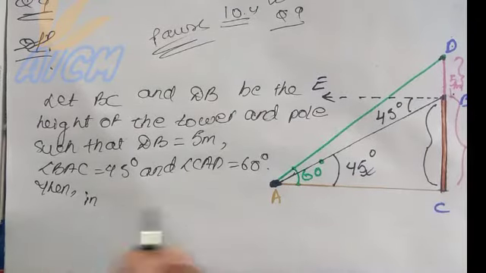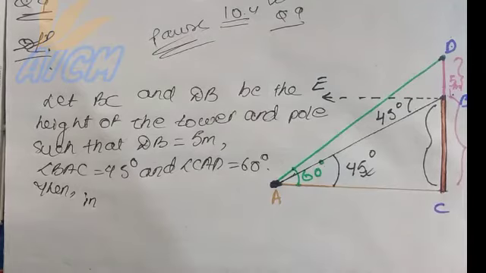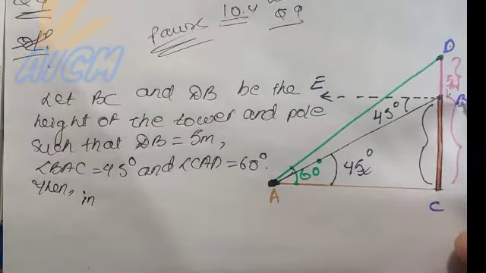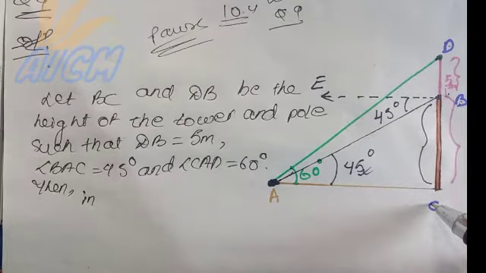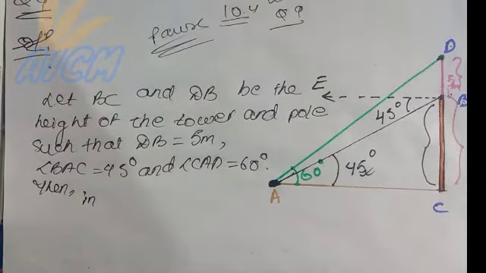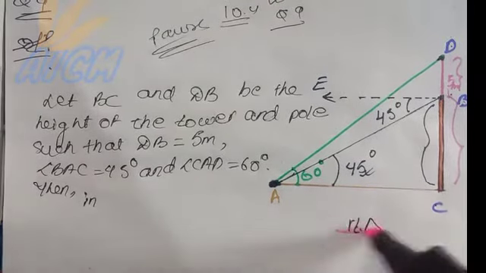Then, as we did before, we are going to take one triangle. Now what are we going to find? We are going to find the height BC, right? So we are going to take a right triangle. Number one, this is the first step.